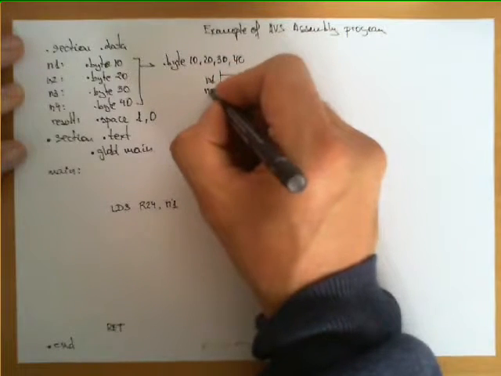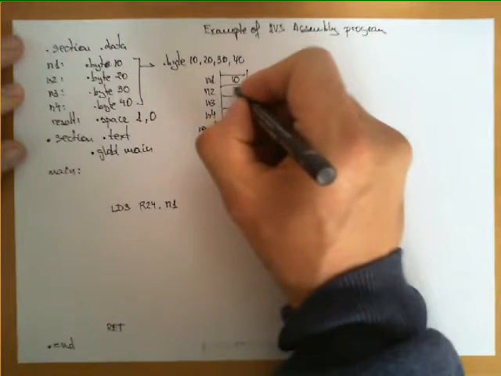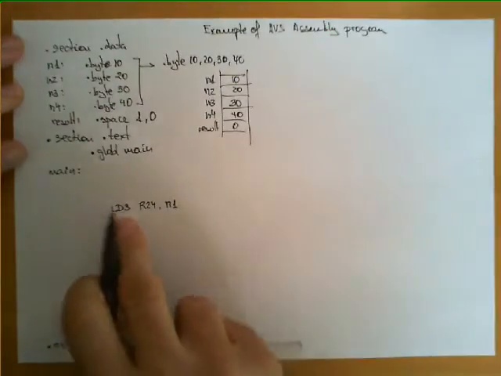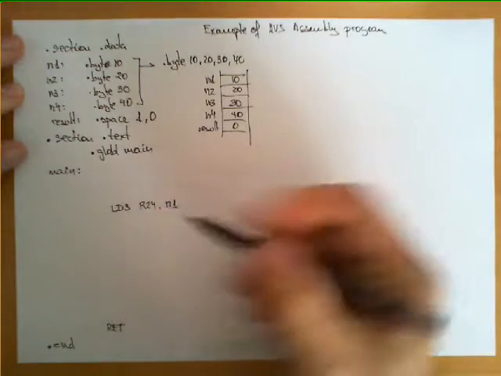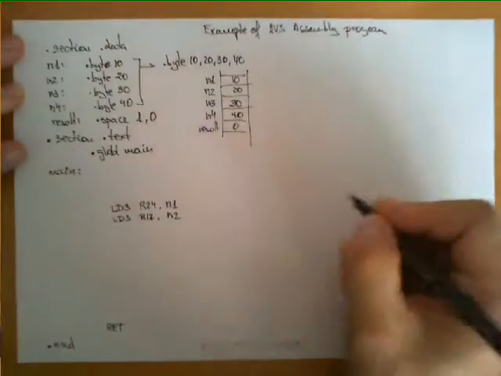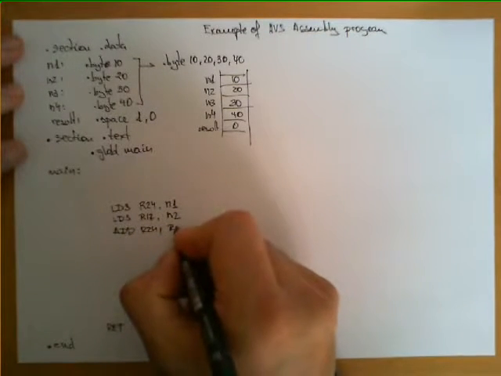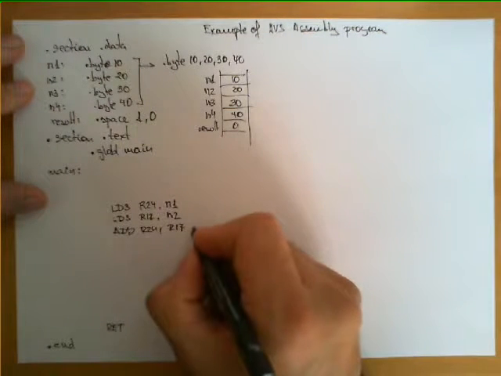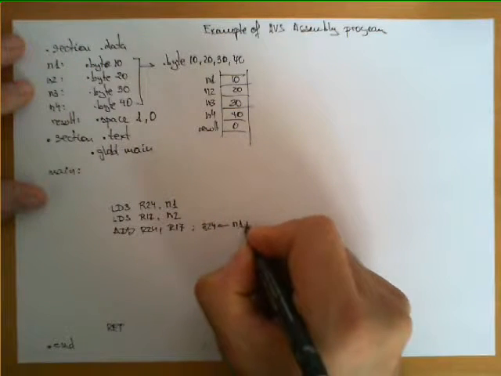Another way of looking at it, this directive actually translates into memory in something like this. This is position N1, N2, N3, N4, and result, and we have the values 10, 20, 30, and 40 here, and a 0 here waiting for the result to be stored. Now this instruction would take the value pointed to by N1, number 10, and load it into R24. We can do the same LDS, suppose R17, with N2, and then we can add R24, R17. Now, what have we achieved here? After this instruction, R24 contains the value N1 plus N2.